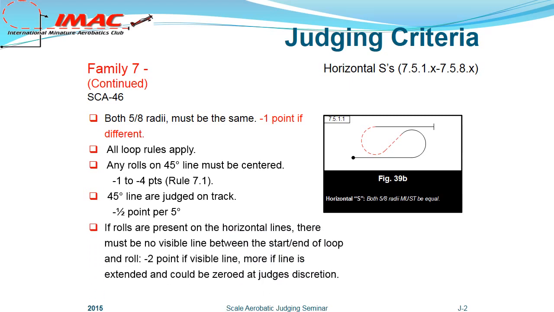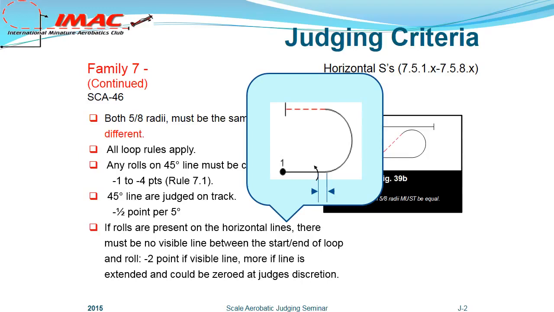Rolling elements may also be present on the entry line, exit line, or both. If such a roll is specified, there must be no line drawn between the rolling element and the loop. Should a line be observed, there's a minimum downgrade of 2 points. In addition, the looping and rolling portions may not overlap.